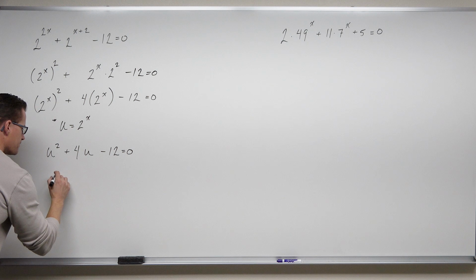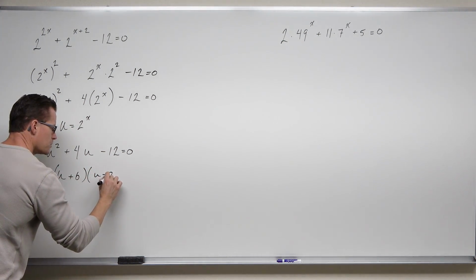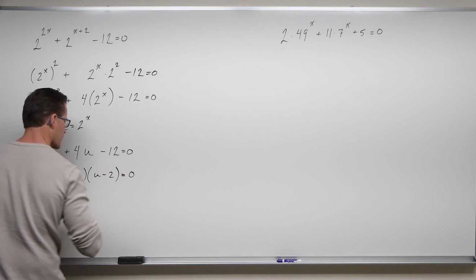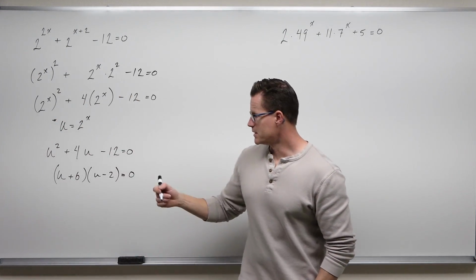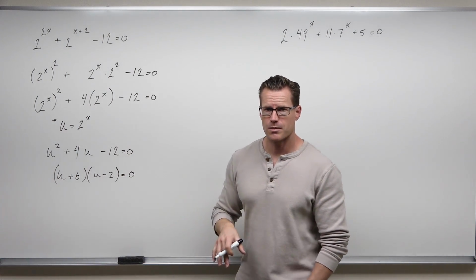So this would be u plus 6, u minus 2 equals 0. We can check it, but that's going to be correct. Zero product property says keep on going.